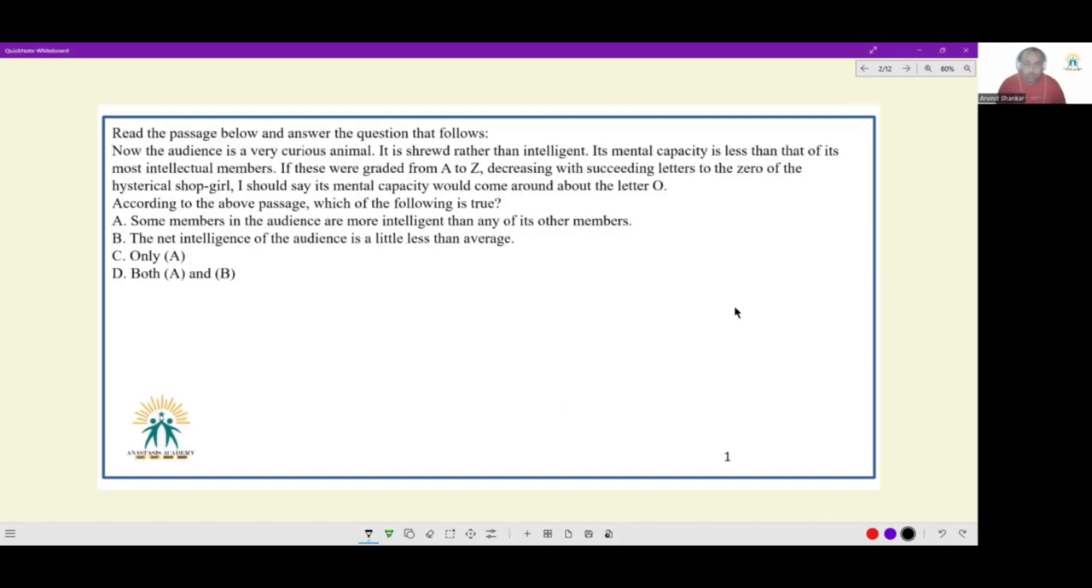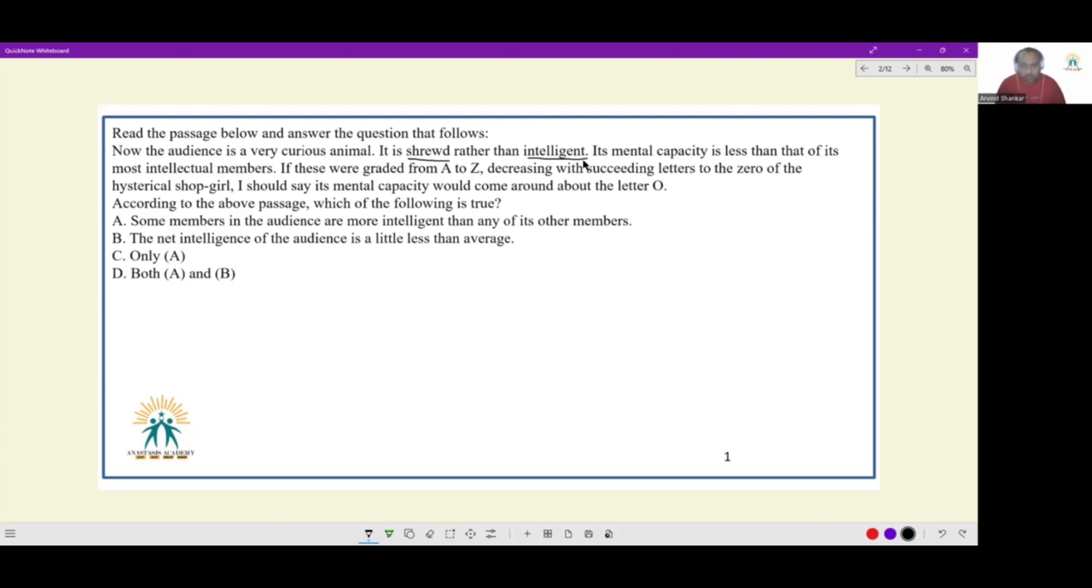Now, the audience is a very curious animal. It is shrewd rather than intelligent. So this time the author has distinguished between the ability to be shrewd and the ability to be intelligent, or between shrewdness and intelligence. Its mental capacity, the audience's mental capacity, is less than that of its most intellectual members. Which is to say, if we were to look at the entire group, their mental capacity is less than some of its more enlightened members, some of its more intellectual members.